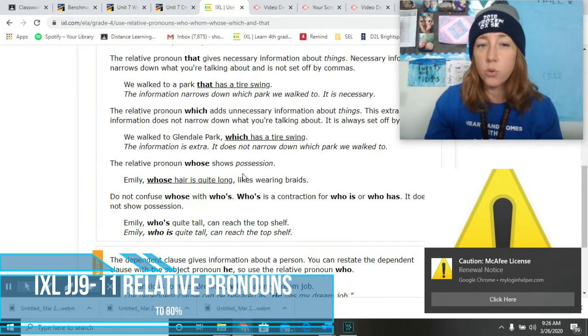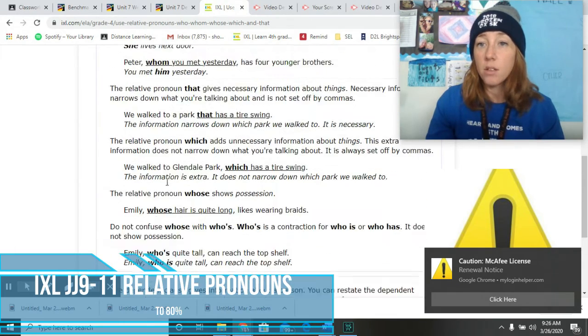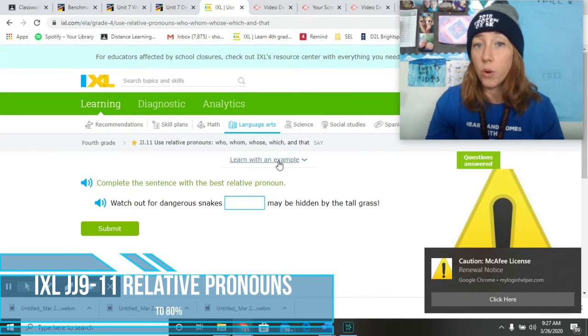The relative pronoun whose shows possession. So whose is her, it's her hair, if you're saying her hair is quite long. Okay, so let's try a few of those. And this might take a while to get. That's okay. It's practice. So don't worry.